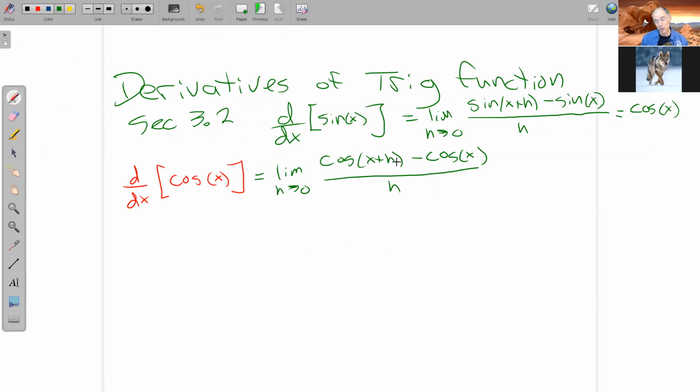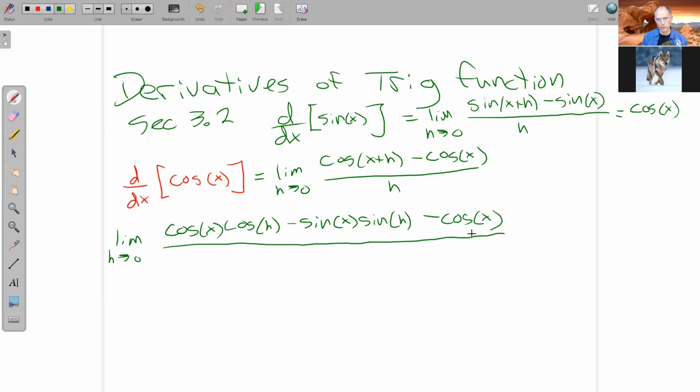So I can expand this right here, and I've got to do that because right now, if I just cheat and plug in 0, I get 0 over 0, which doesn't tell me anything. So now I have the limit as h goes to 0 of the cosine of x times the cosine of h minus the sine of x times the sine of h minus the cosine of x, all divided by h.